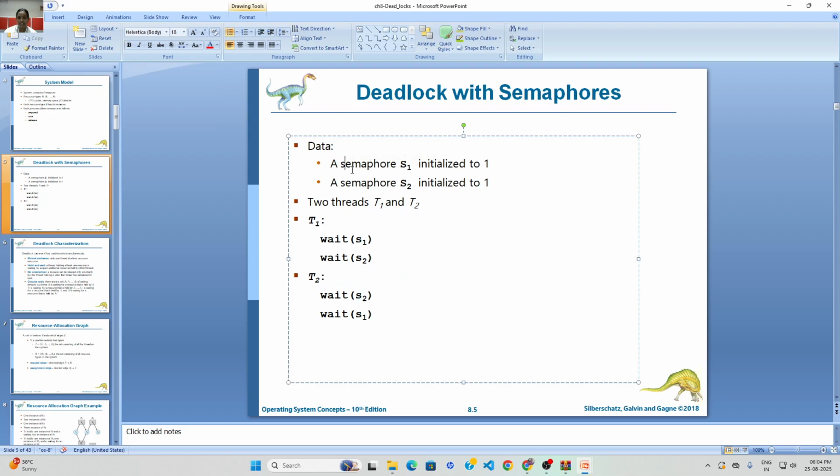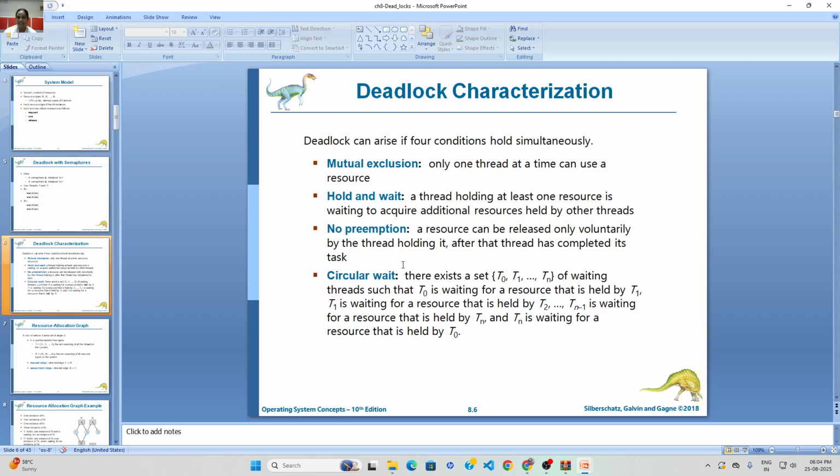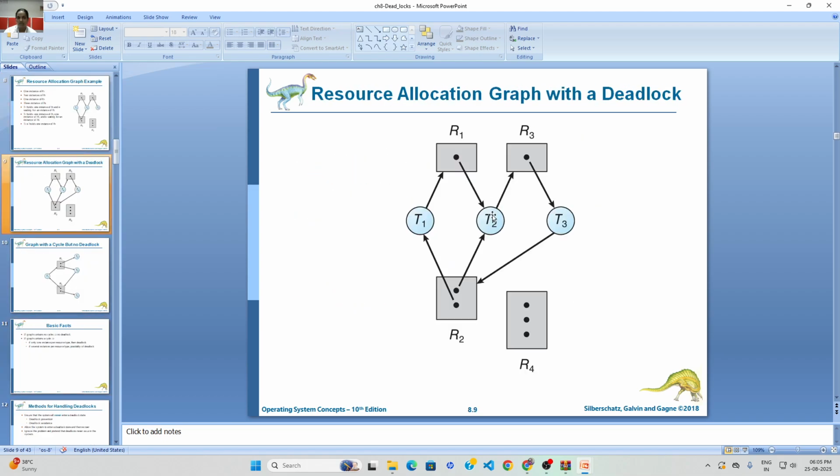Here there are two semaphores, semaphore 1 and semaphore 2, used by two threads, T1 and T2. The T1 process is waiting for semaphore 2, while at the same time the T2 process is waiting for semaphore 1. Both threads are waiting for the same semaphores 1 and 2. This situation is called a deadlock. A deadlock is overcome by addressing mutual exclusion, hold and wait, no preemption, and circular wait.